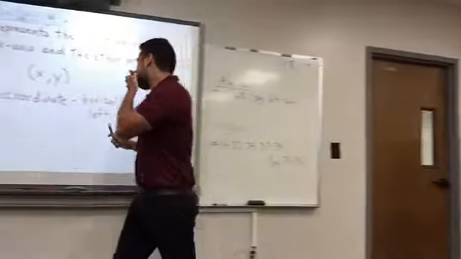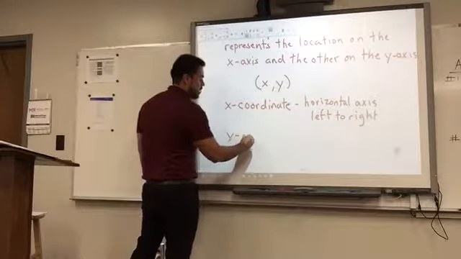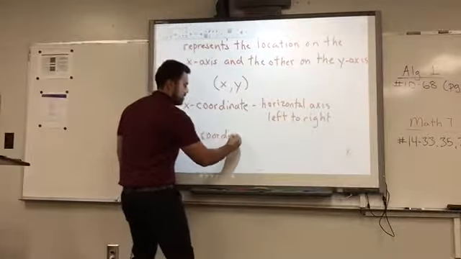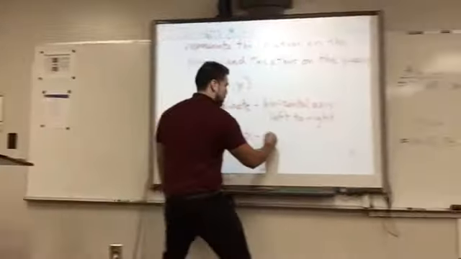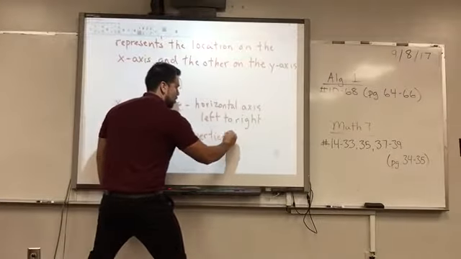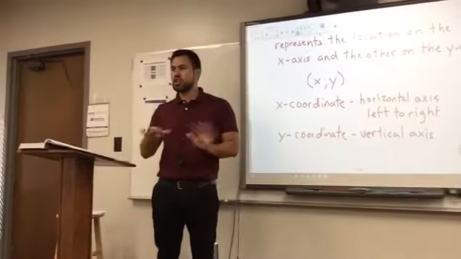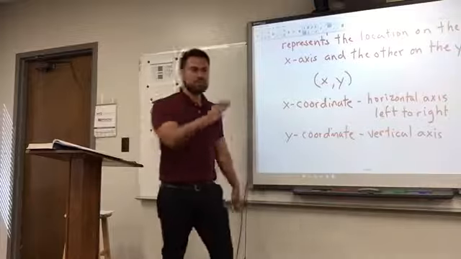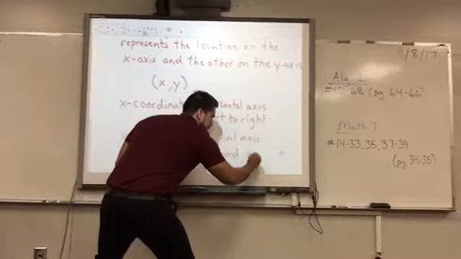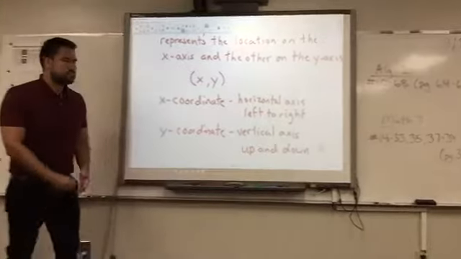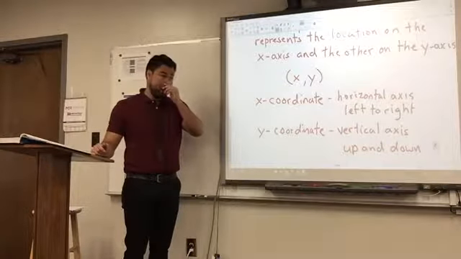Okay, x-coordinate, horizontal axis, that's left to right. The y-coordinate, how would you describe that? Vertical axis, vertical, yes. And how can you describe that in general, informal, normal people's terms? Up and down. Up and down. Okay. So if there's like a z-axis coming this way, is there another one going that way?